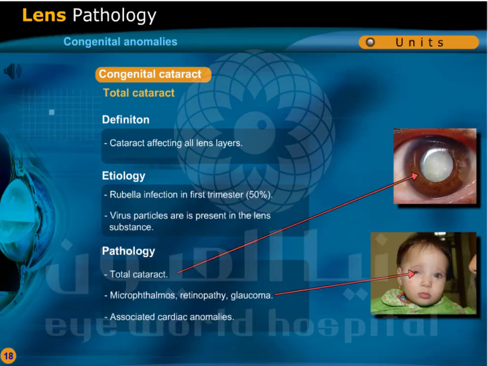Total cataract. Cataract affecting all lens layers. It is caused by rubella infection in the first trimester in 50% of cases. The virus particles are present in the lens substance. There is total cataract, microphthalmos, retinopathy, and glaucoma. Also, there are associated cardiac anomalies.